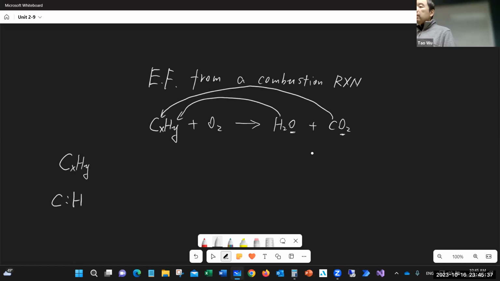But here is a little bit of variation, because now we're not given moles of hydrogen and moles of carbon. We have moles of water and moles of CO2, right? The question usually will give you how many grams of water and how many grams of CO2, and then you try to figure out the answer.